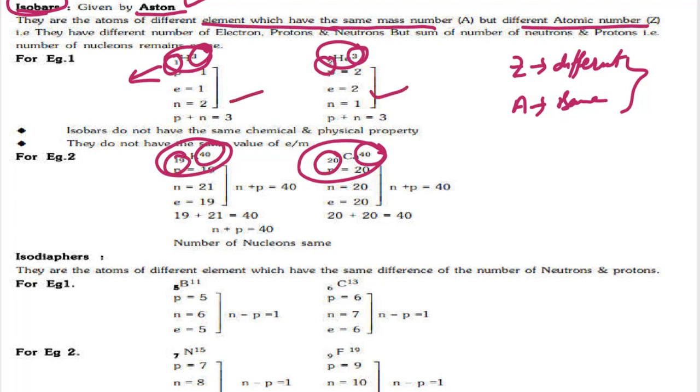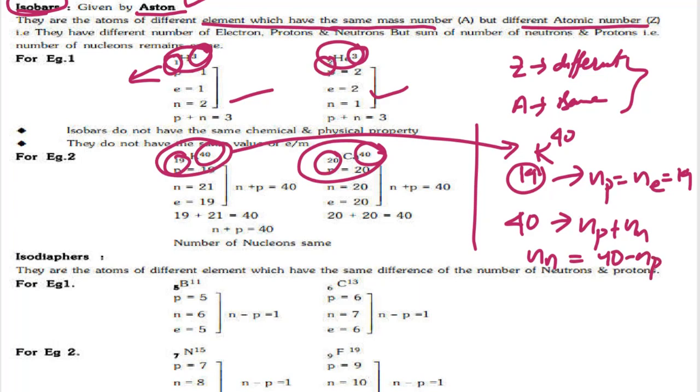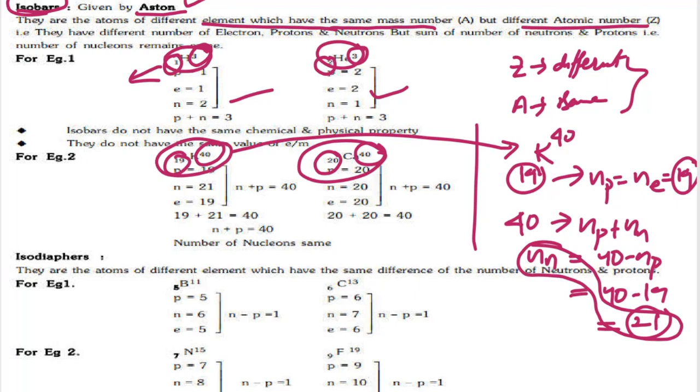From this you can calculate the number of protons and electrons. As you all know for this example, but still I am telling again, 19 and 40, this means what? 19 refers to the number of protons equal to the number of electrons equal to 19, and 40 will be equal to the number of protons plus the number of neutrons. If you want to calculate the number of neutrons, this will be 40 minus the number of protons. The number of protons you already have, 19, so 40 minus 19 gives you 21. So the number of neutrons for this is 21, right? So this is how you have to do it.